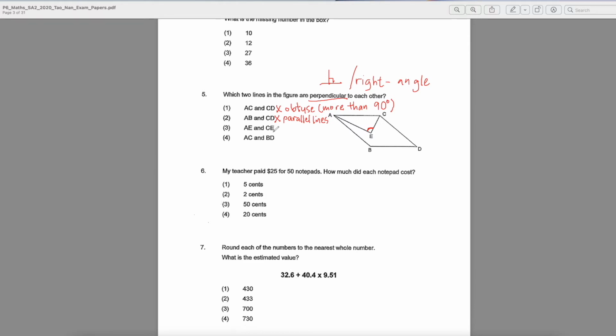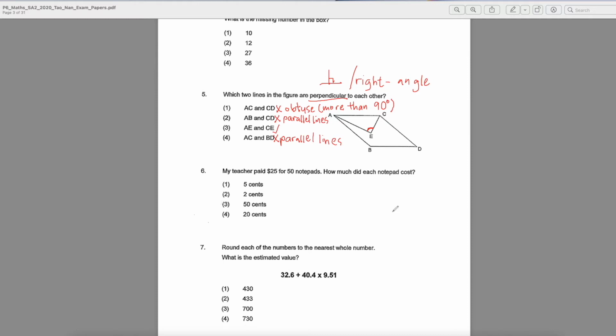Okay. Let's try the next one also. I know that's not the answer, but let's at least go through it so people can understand it. AC and BD, they are parallel lines. So it's not the answer also. Since they didn't put the parallel sign, I cannot say that they are parallel lines, but they do look like parallel lines to me, and this is how I'm going to approach this question.